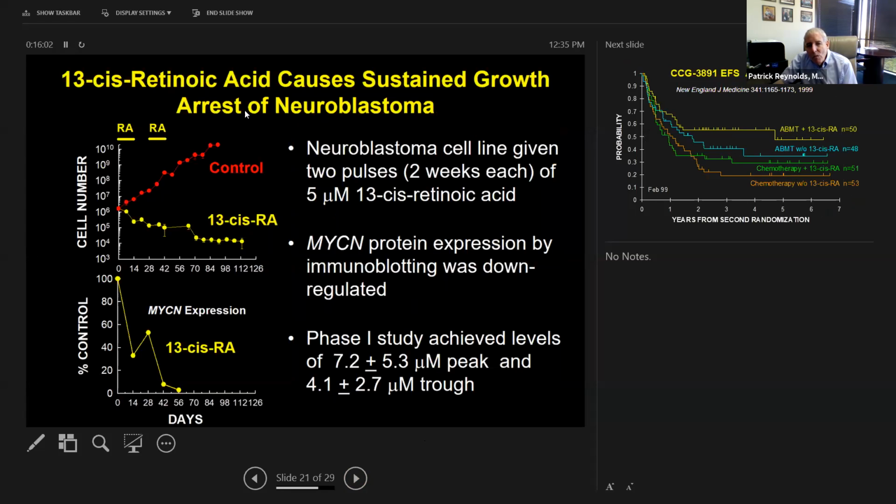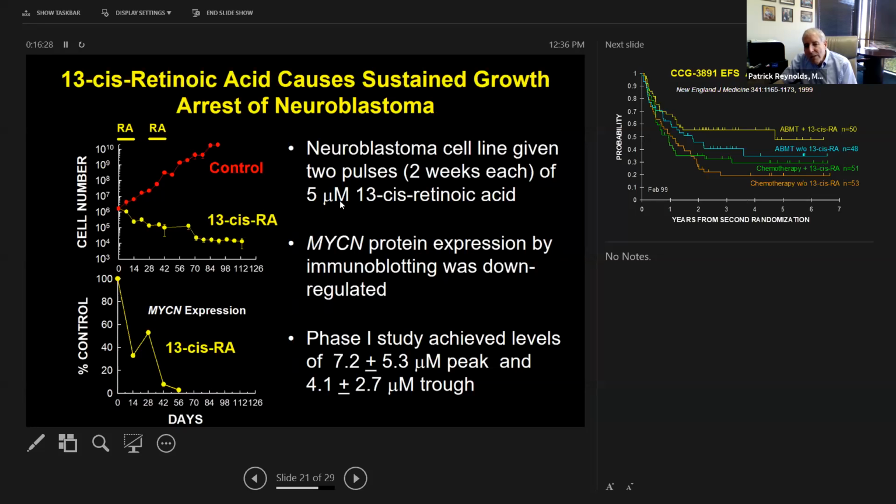And we came up with the idea of doing pulse therapy so it would be better tolerated, and took a non-NMYC amplified relapsed neuroblastoma cell line that overexpressed NMYC, and we were able to literally shut it down completely over a long period of time with a couple of pulses of 13-cis-retinoic acid. And this was concomitant with a complete downregulation of NMYC protein expression.